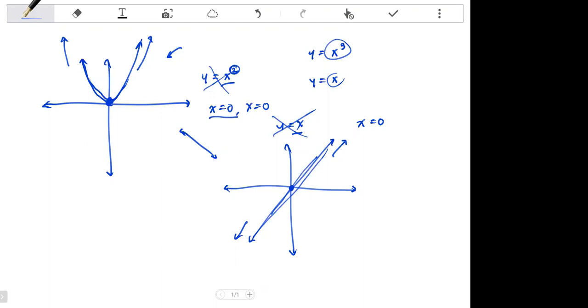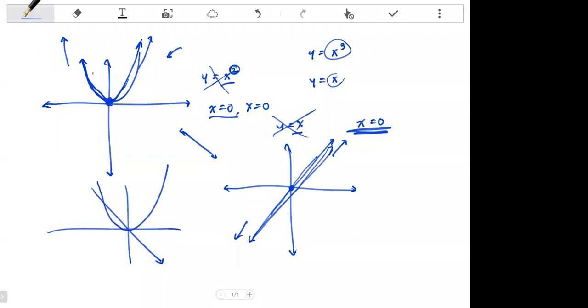That's why the graph bounces. You see how it doesn't go through the x-axis like this? In this case, it went through the x-axis because it only has one solution. But in this case, it bounced off the x-axis because it has 2 solutions at the same spot.